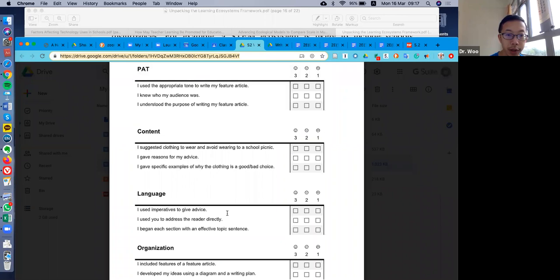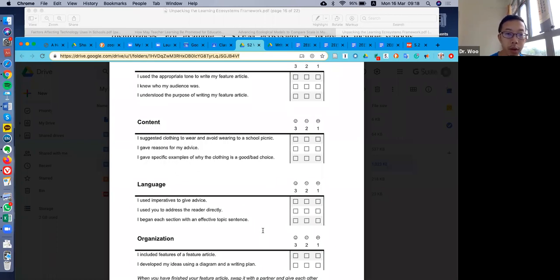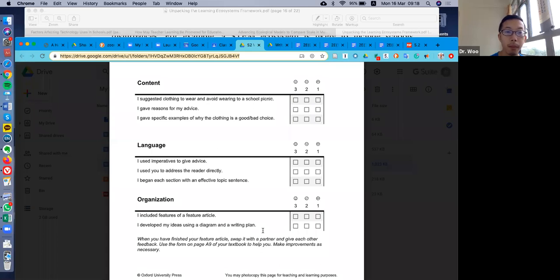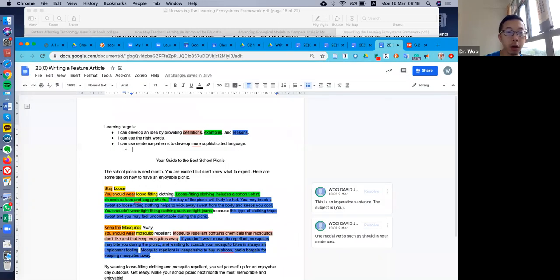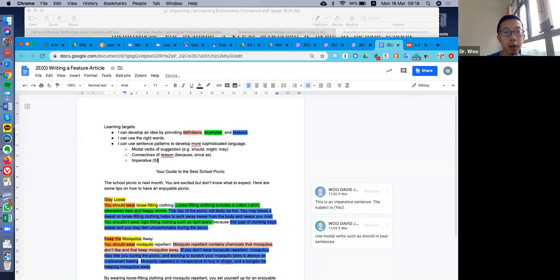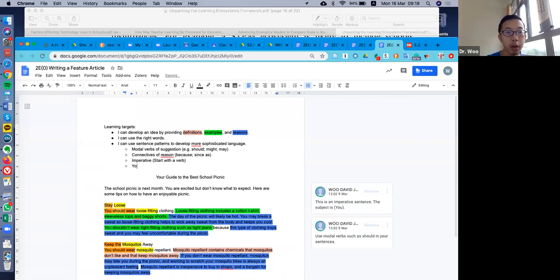What are we looking for? Imperatives, you, examples, reasons, connectives of reason, modal verbs of suggestion. So specifically, which patterns are we looking for? Modal verbs of suggestion. We'll look for connectives of reason. By that we mean, for example, should, might, may, etc. Connectives of reason: because, since, as. All right, imperative. Start with a verb. You sentences, which are similar.